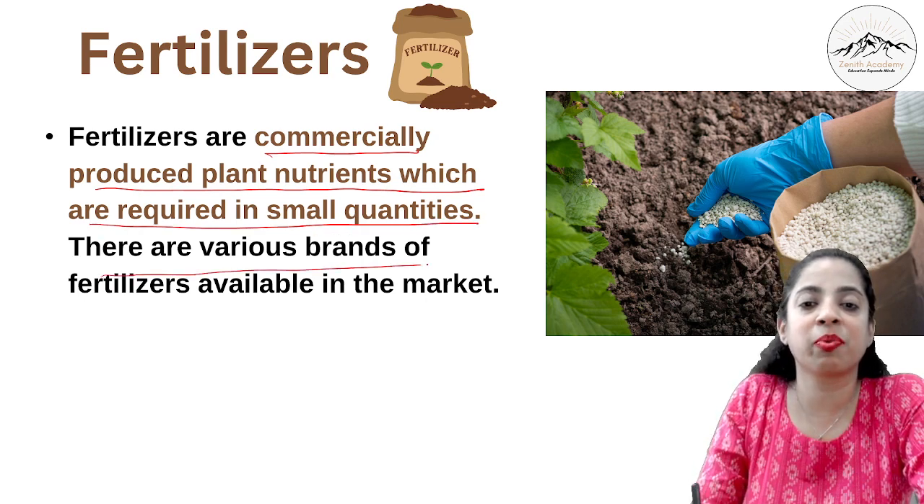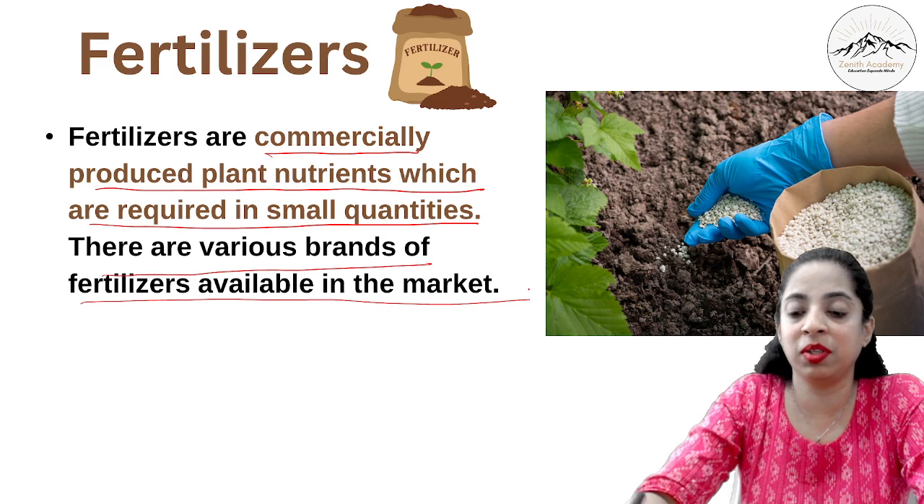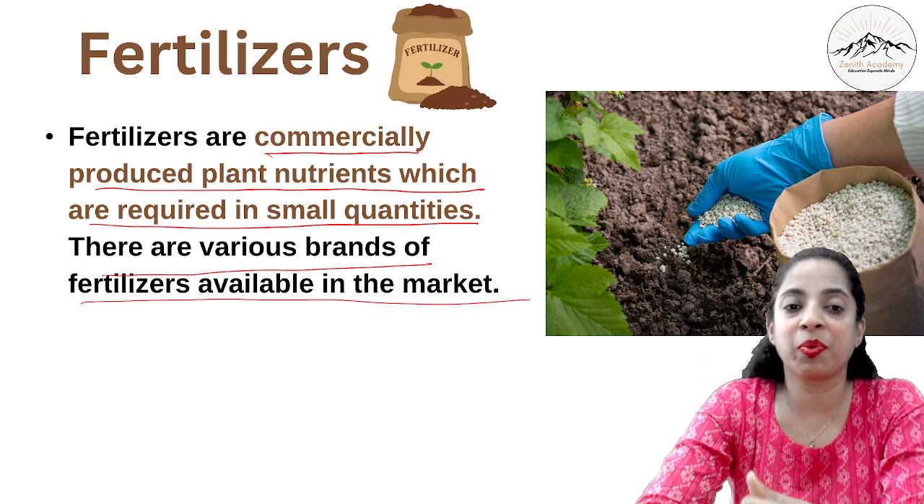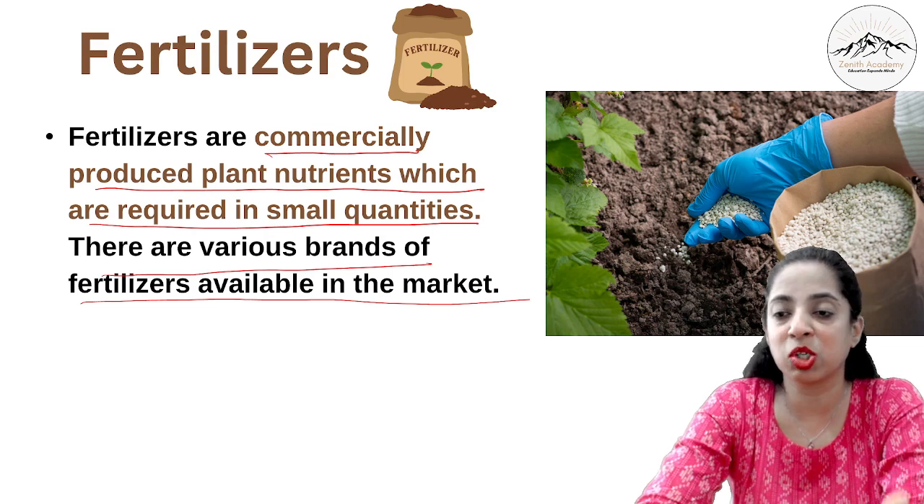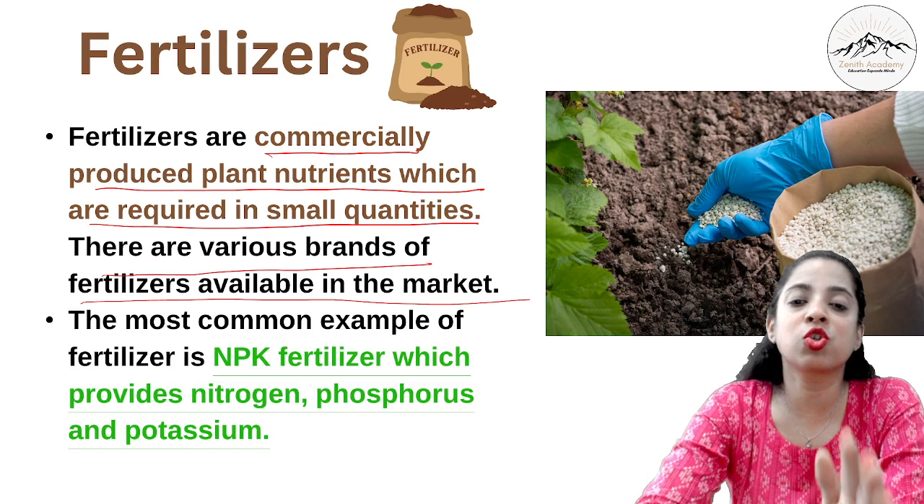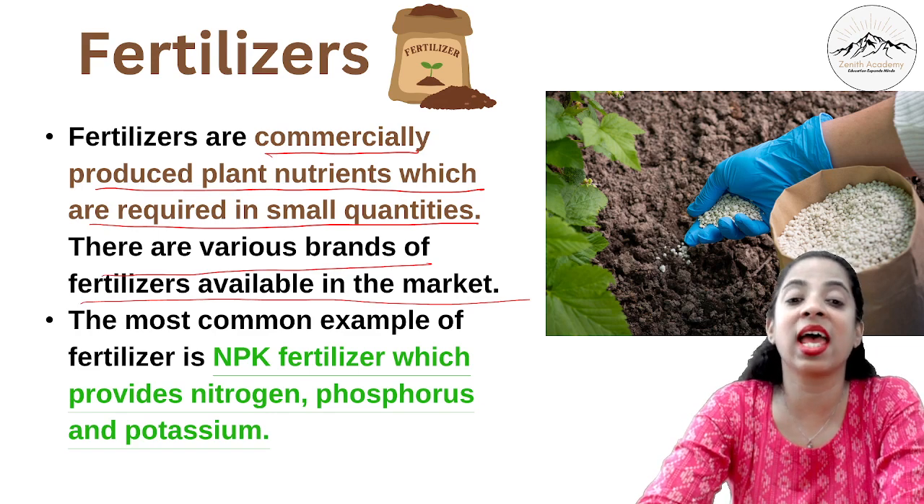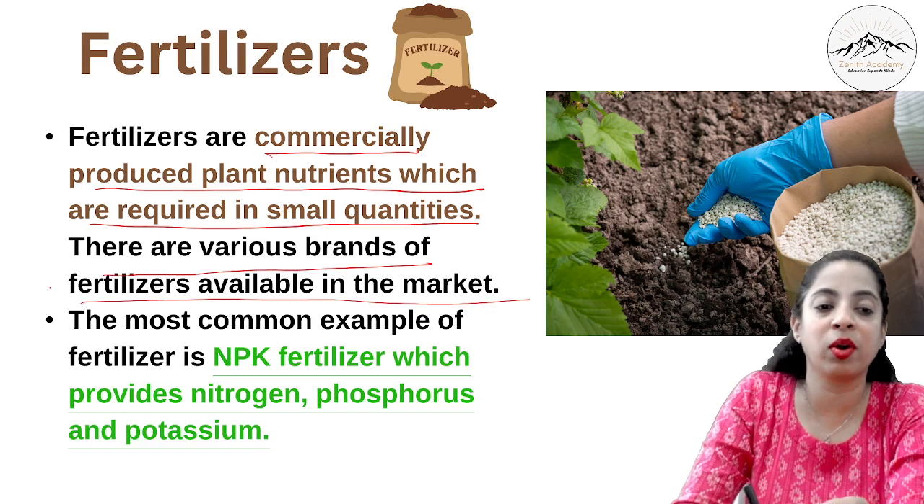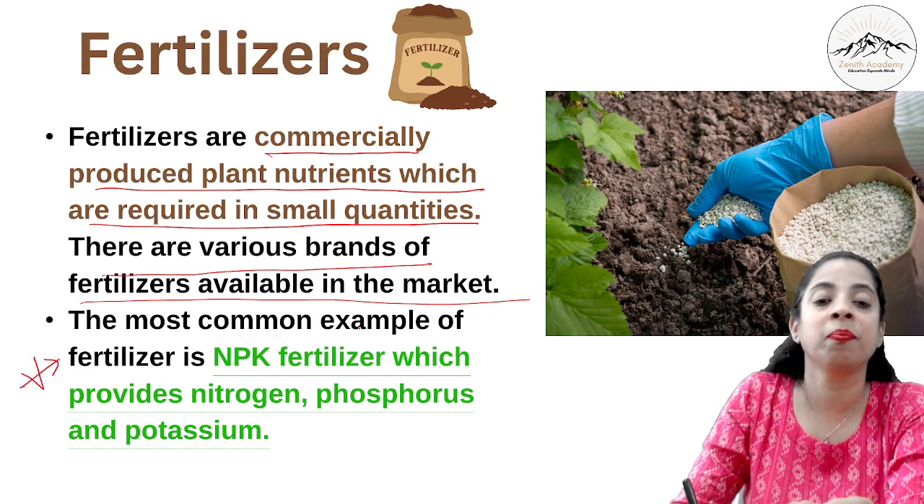Now there are various brands of fertilizers that are available in the market. You can see from the picture. The person is spreading these nutrients. They have purchased it from the market and spreading it in the soil. Now the most common example of fertilizer is NPK fertilizer. Very important from board exam point of view. एकदम अच्छे से याद करना.